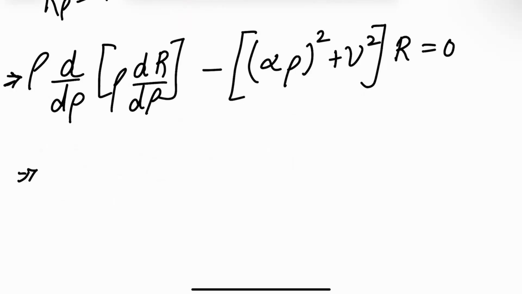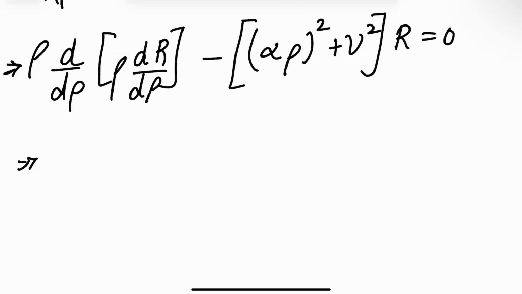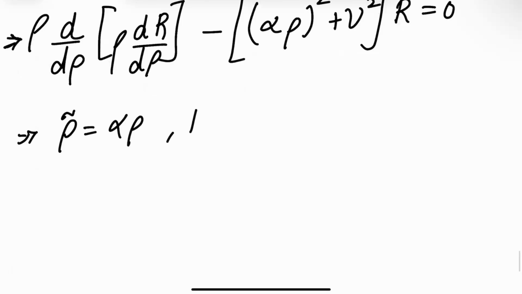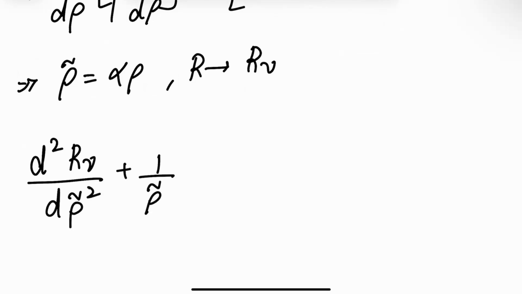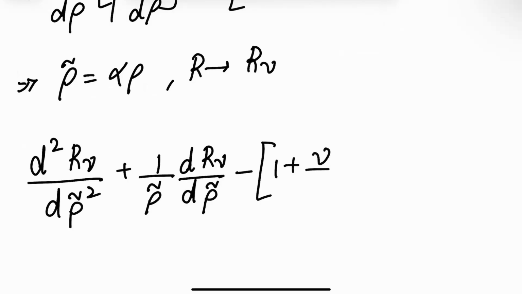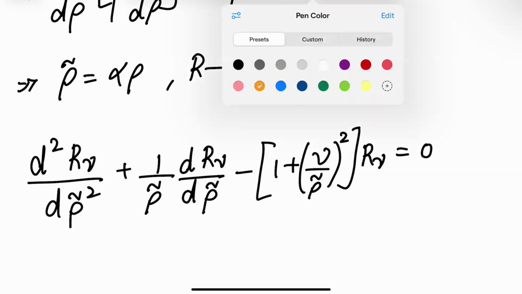Okay, and then again, I'll multiply and divide by alpha square and replace alpha rho with rho tilde and R with R nu. Then you end up with a differential equation that looks like this: d square R nu d rho tilde square plus 1 over rho tilde dR nu over d rho tilde minus 1 plus nu over rho tilde square R nu equal to 0. Okay, so this equation is slightly different than the Bessel equation.